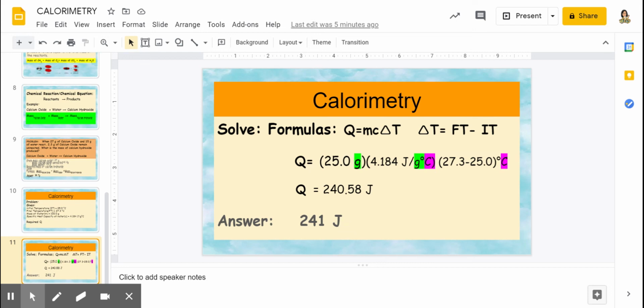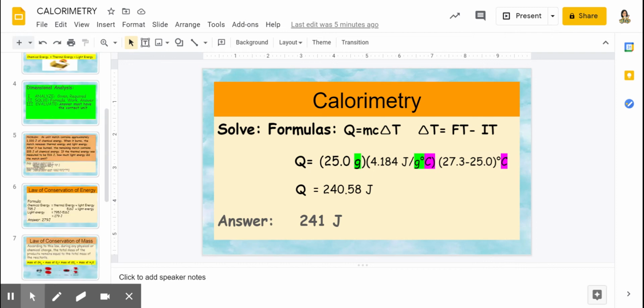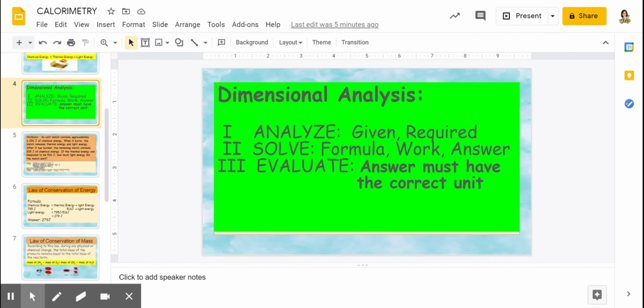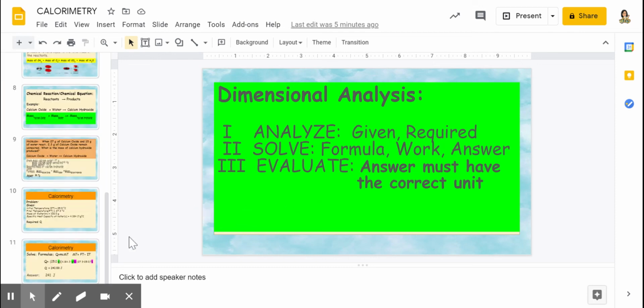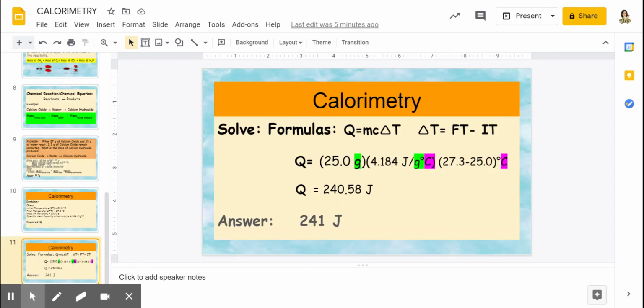Just remember that when you do dimensional analysis, you should always write down given and required. For solve, you have to write down the formula, the work, and finally the answer. And make sure you cross out any unit that needs to be crossed out, so you'll come up with the answer.